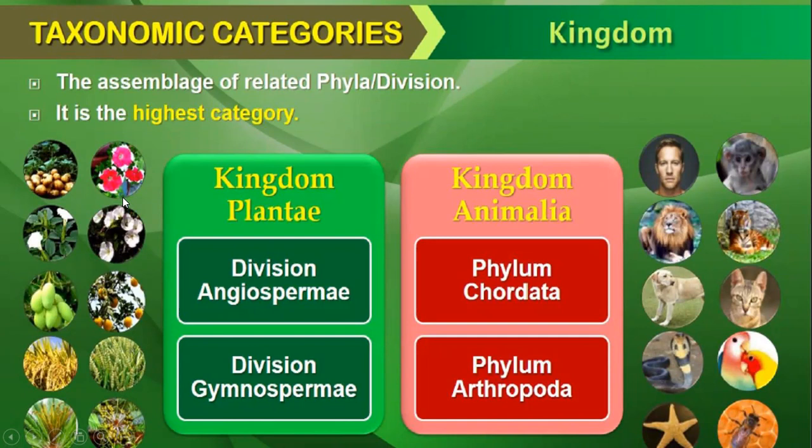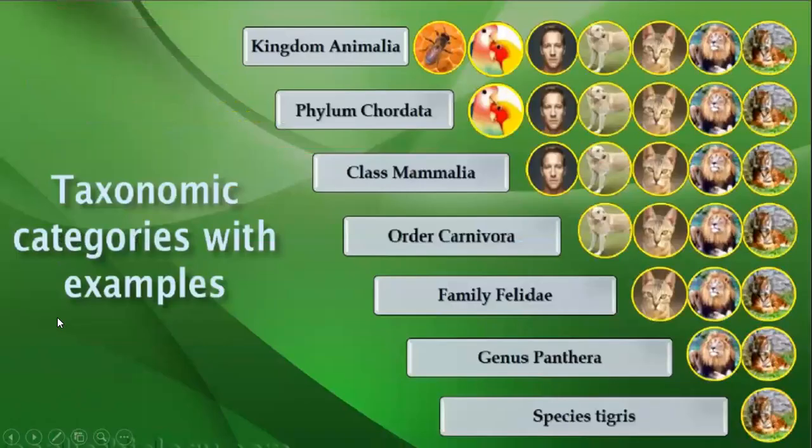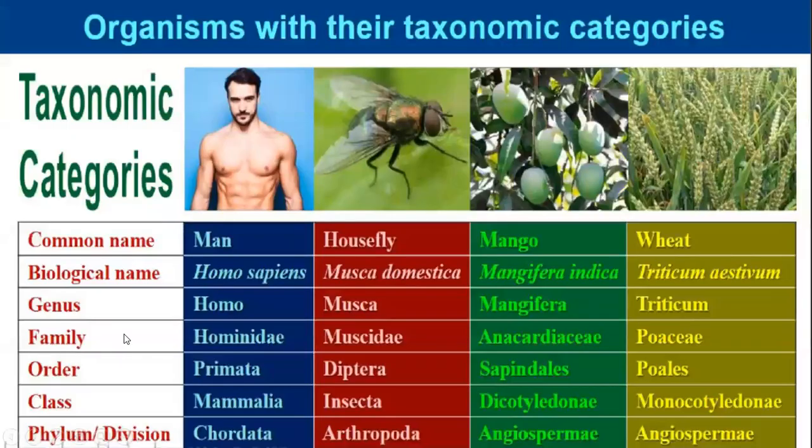These are the questions coming from this chapter. Kingdom is the highest category, an assemblage of related phyla or divisions. Kingdom Plantae, Kingdom Animalia. Is that okay? This is the taxonomic categories. Read it. You can take a screenshot if you need.